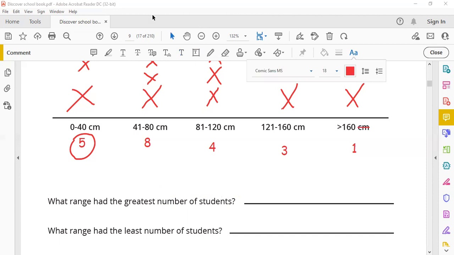I will ask you to answer. Adam Samah, do you have a question? No. And why is your hand up if you don't have a question? Now, Adam Samah, answer question number 1. What range had the greatest number of students? What range?